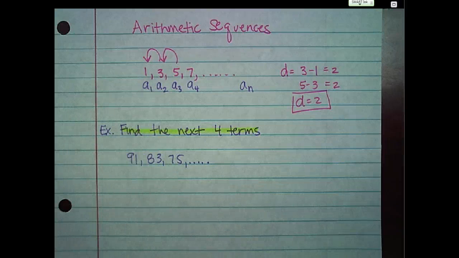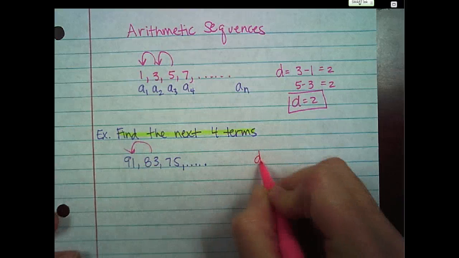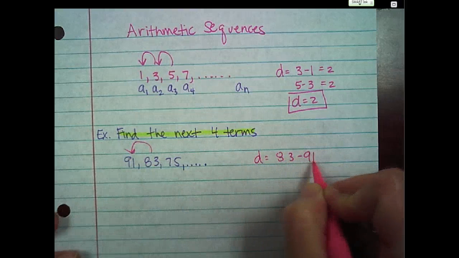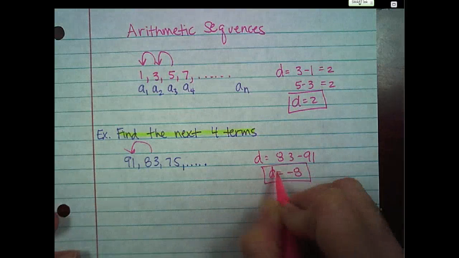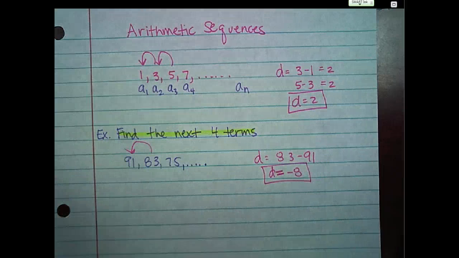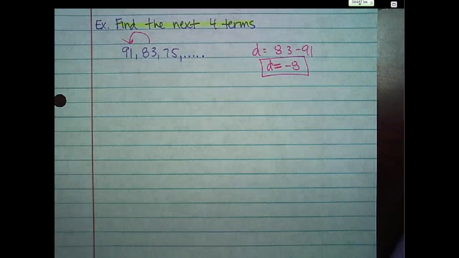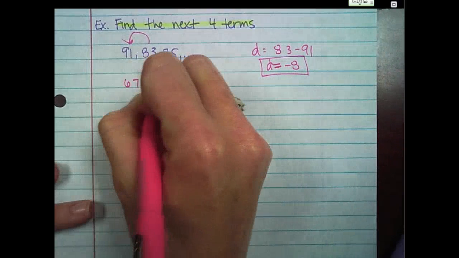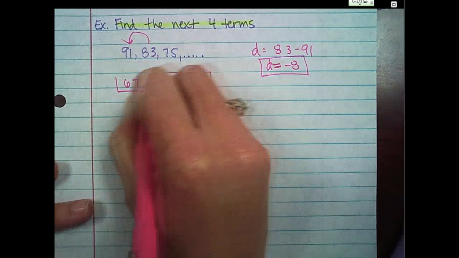All right, so to find D, remember you go backwards. You go this way. So D equals 83 minus 91. So the common difference, every jump is negative 8, guys. Okay, every jump you're adding a negative 8 or subtracting 8, same thing. So if you find the next 4 terms, what are they going to be? Right, 67, 59, 51, and 43. Those would be your next 4 terms.